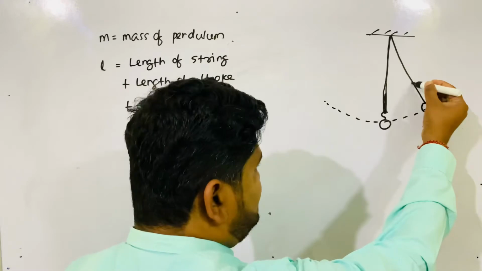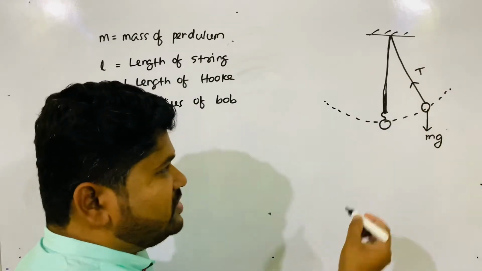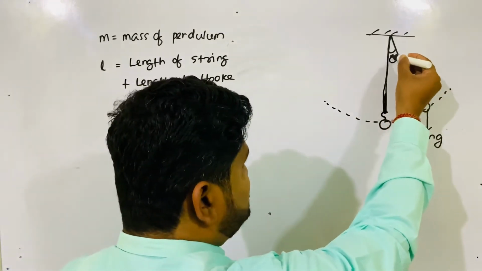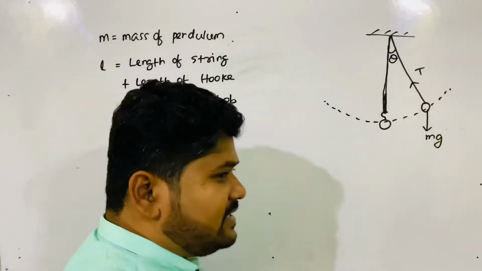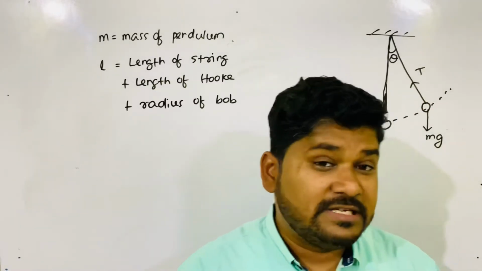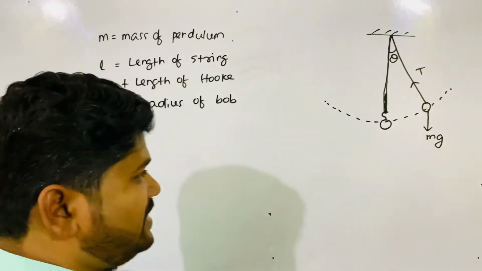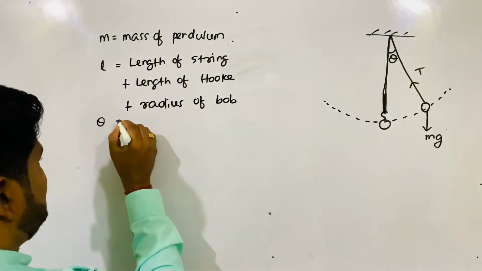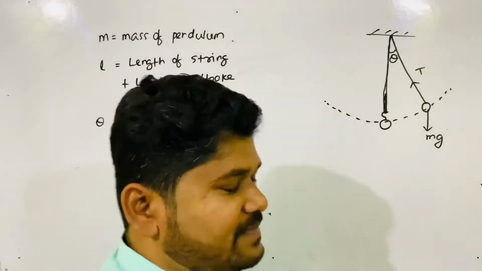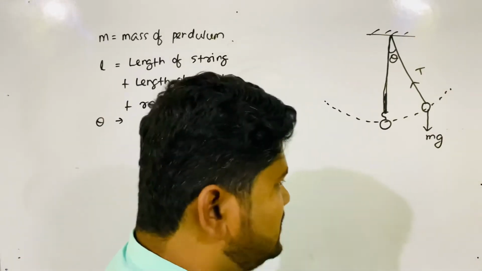Mg. What forces act here? Tension. This angle is how much? Theta. Let theta be the angular displacement, a very small angle of displacement. You have to also mention theta, a very small angular displacement, let's suppose.